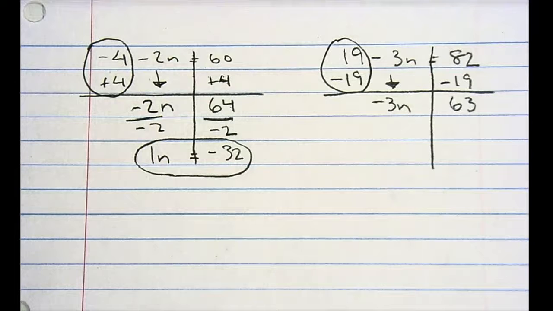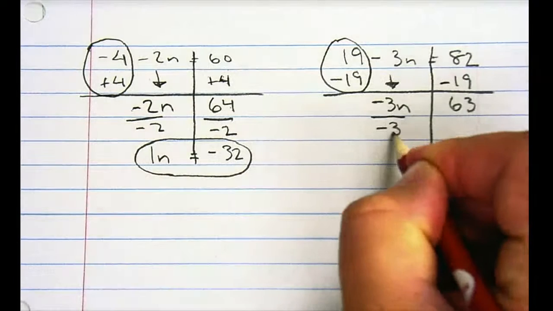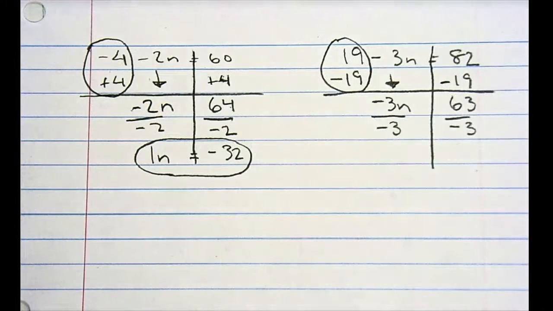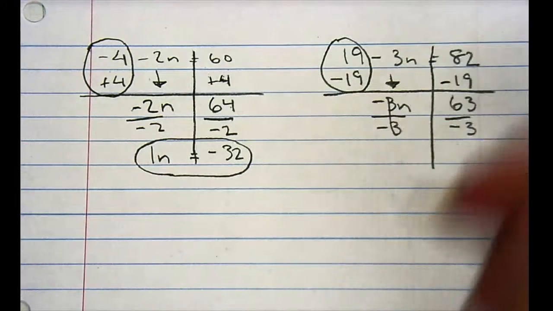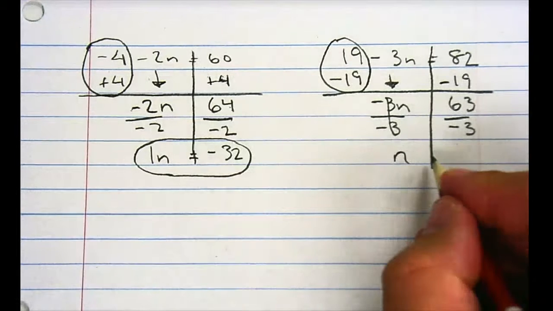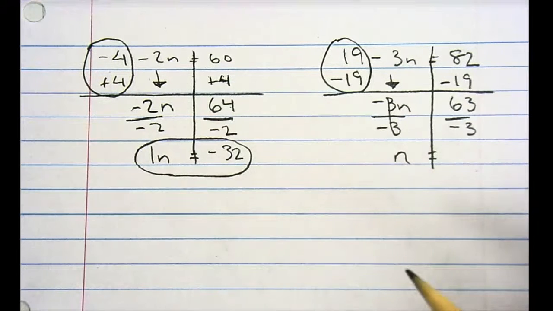Then I have to undo what I'm doing to n, which is multiplying it by negative 3. The opposite of multiplying by negative 3 is dividing by negative 3, and I have to do that on both sides of the equation. Negative 3 divided by negative 3 is just 1. So I'm just left with 1n, or n, on this side. I'm going to leave it as n in this case. 1n and n are the exact same thing.